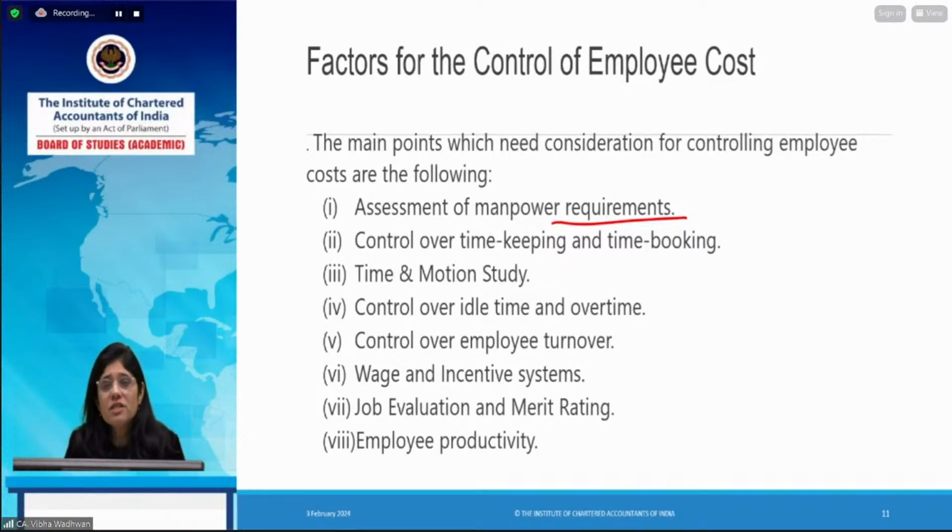If too many employees are leaving again and again, that means there is some problem. Wage and incentive schemes, of course, you have to give them incentives so that they are motivated to work. Job evaluation and merit rating, I told you.